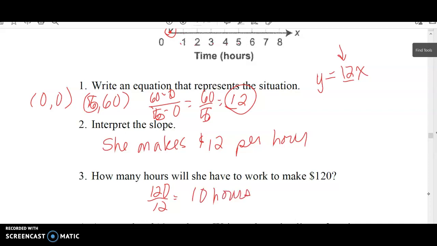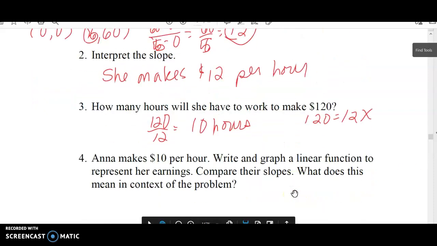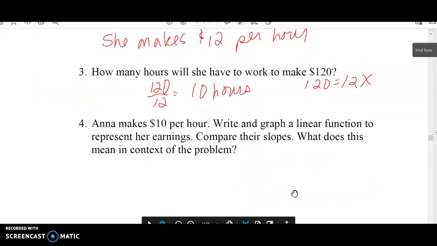Right? Because you could have done it where she earns $120 is going to equal 12 times however many hours she has to work. So then you're dividing 120 by 12 to get your 10 hours. Anna makes $10 per hour. Write and graph a linear function to represent her earnings. Compare your slopes. What does this mean in context of the problem?